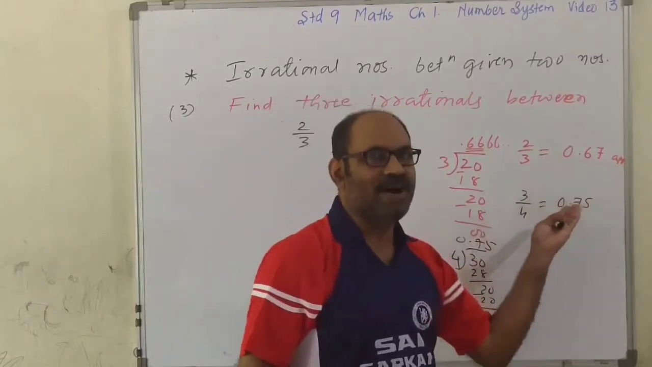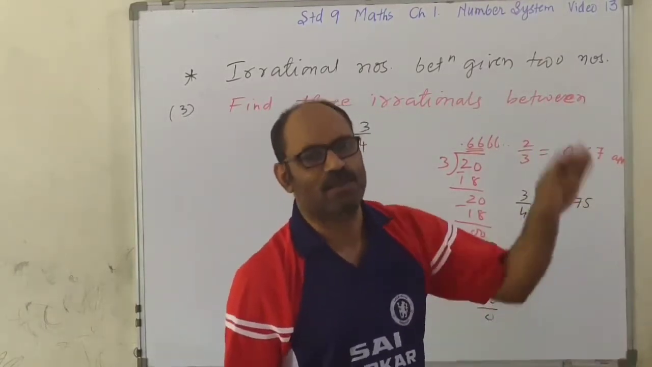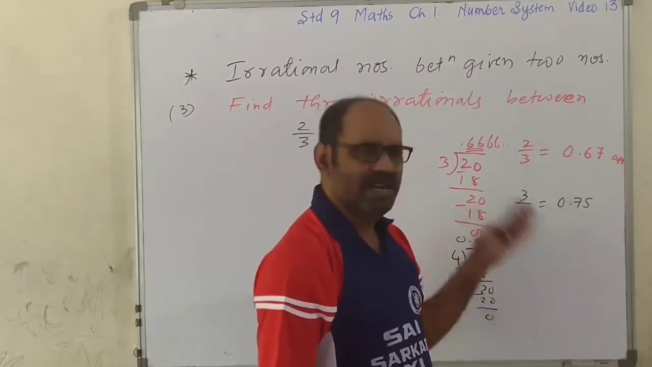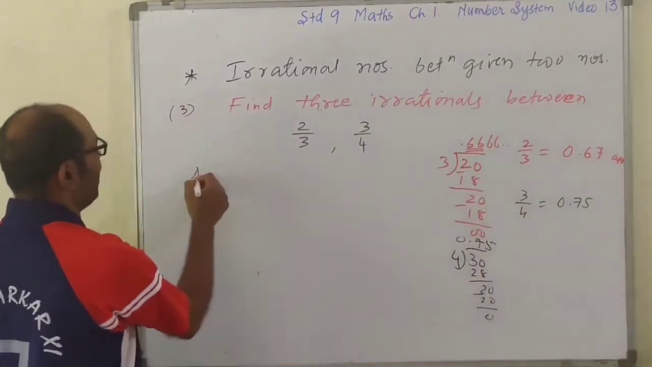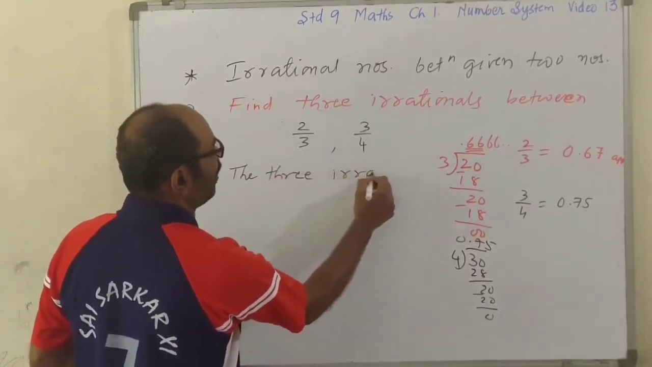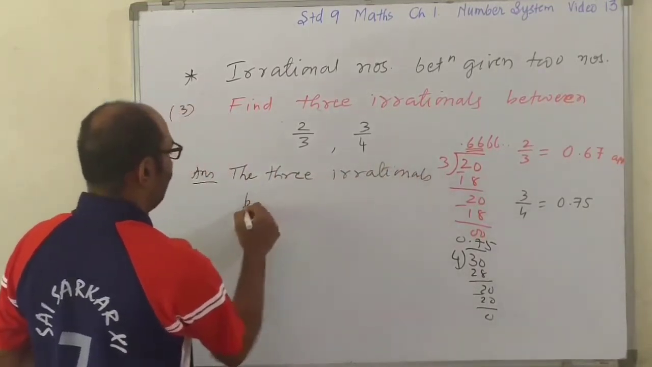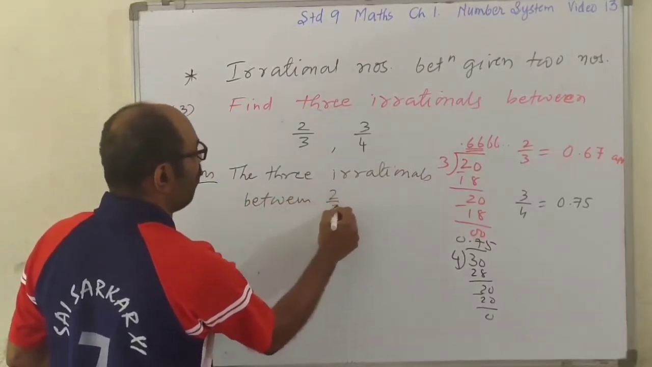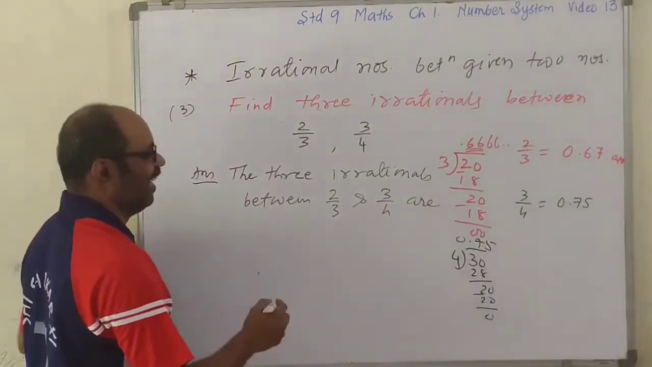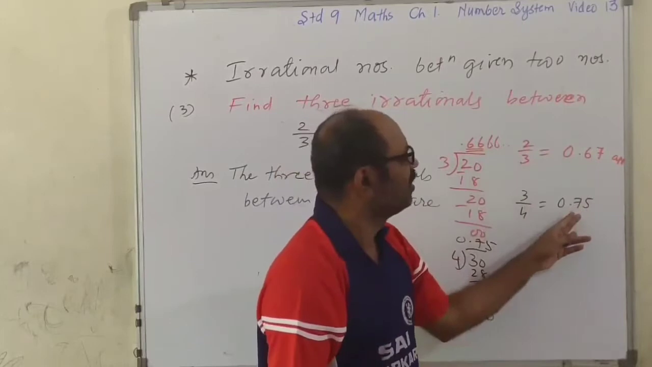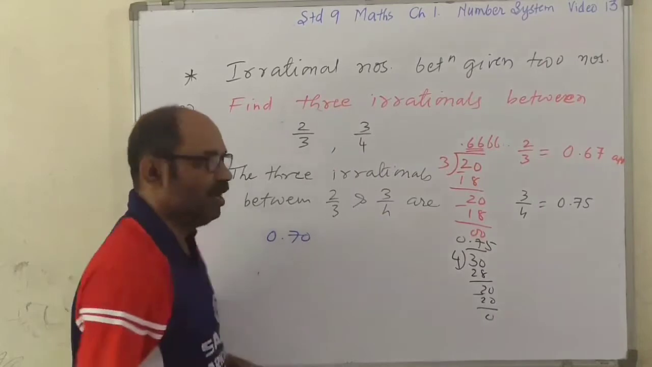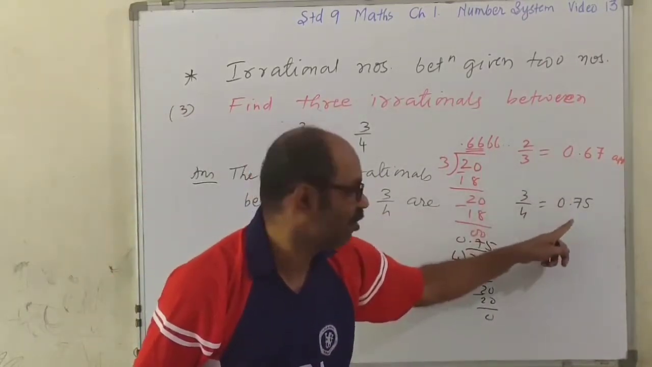Now you have to choose numbers between 0.67 and 0.75. After 0.67 comes 0.68, 0.69, 0.70, 0.71, 0.72. So many numbers you will get. Okay, so I'm writing the answer. The three irrationals between 2 upon 3 and 3 upon 4 are, children, take any three numbers between 0.67 and 0.75. Is 0.70 between these two, 0.67 and 0.75?